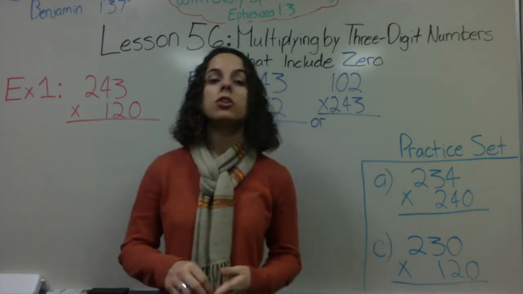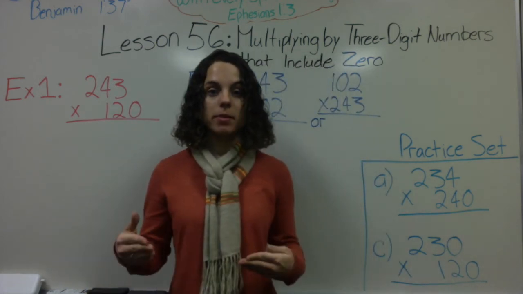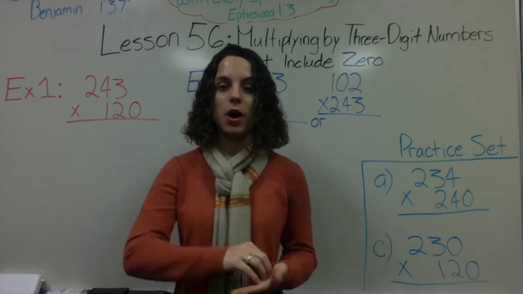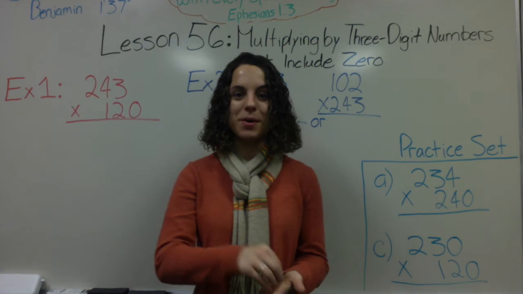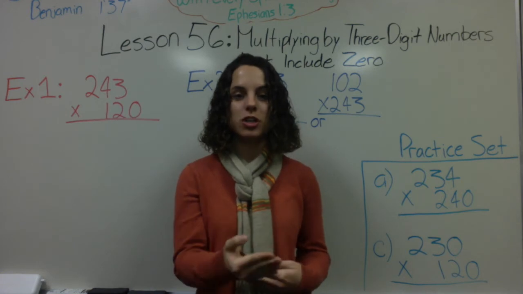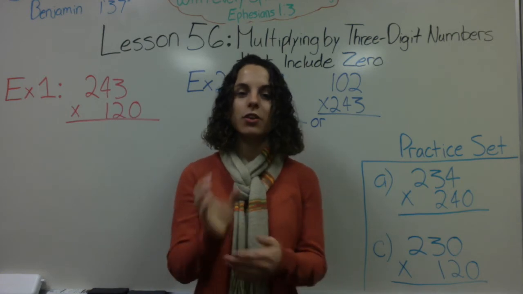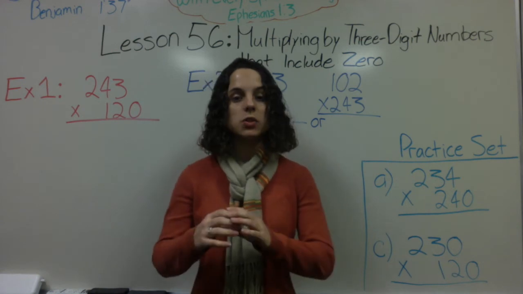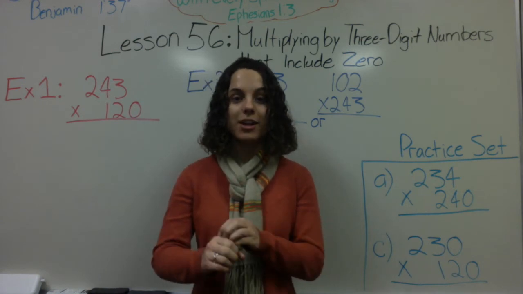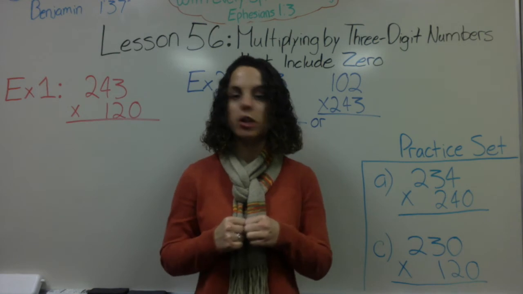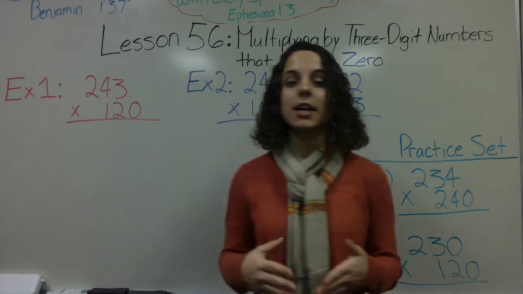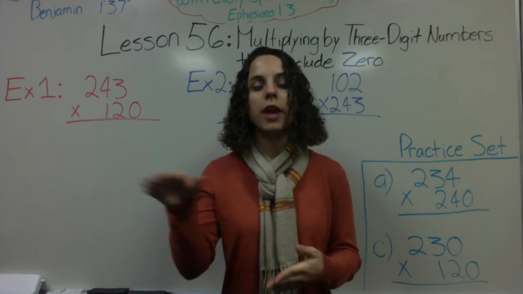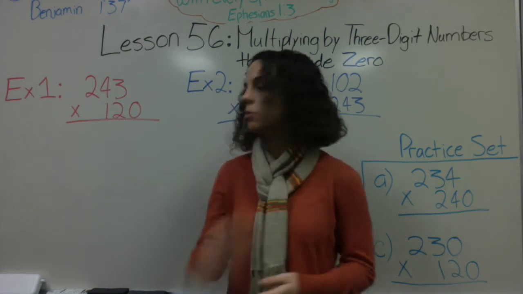So we've already learned how to multiply by three-digit numbers, which is the same as multiplying by two-digit numbers, except we're adding an extra number and an extra row, which is the hundreds place, which will then include two zeros. However, whenever we have zeros within the factors, the numbers that we're multiplying together, we can find little shortcuts so that we don't have a whole row of zeros.